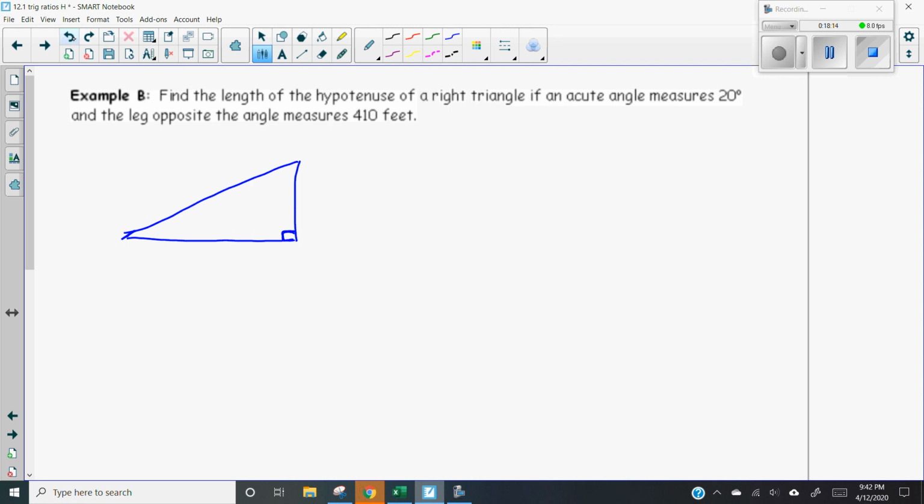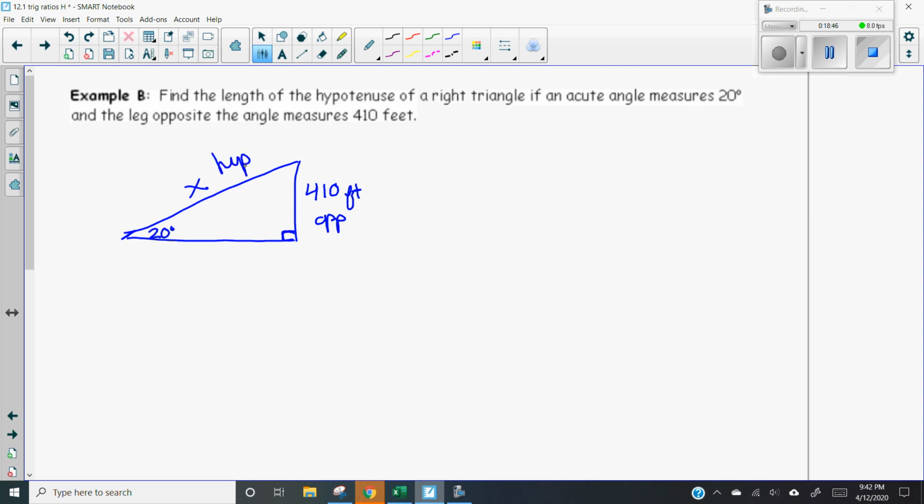Okay, but we do have a 20-degree angle. The leg opposite that is 410 feet. Find the length of the hypotenuse. We'll just call that X. Now, I would not suggest putting anything on this side, because if you do, it makes choosing your trig function a little more difficult. So we are just going to label two of the sides, the one we have and the one we're looking for. So across from the 20, this is our opposite side. The X, that's the hypotenuse.